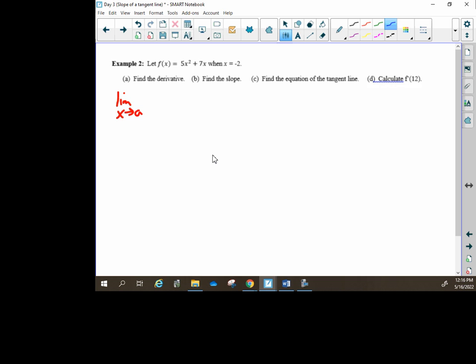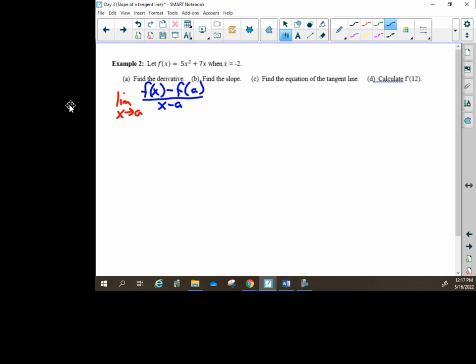All right, so we're going to find the limit as x approaches a. So we're going to do the f of x minus f of a formula, and we're going to derive the derivative formula. Okay, so we're going to derive that formula first. That way we don't have to calculate it at -2, then calculate it again at 12.